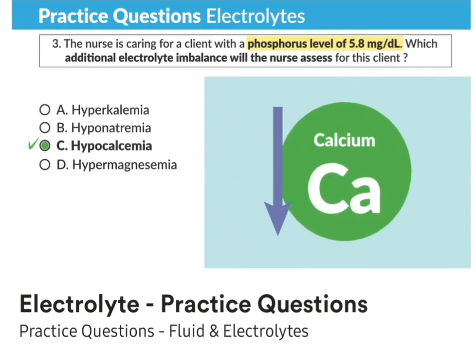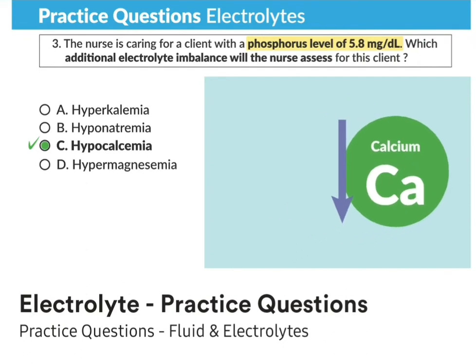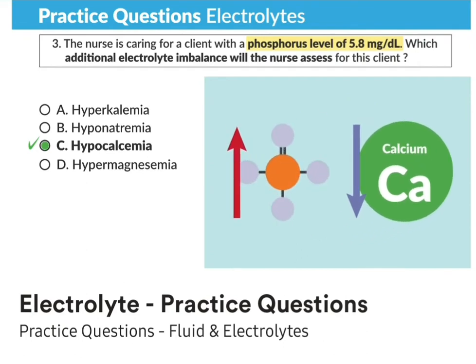Option C would be the most correct, that hypocalcemia. Now, this is the most correct because low calcium, that hypo means low, so hypocalcemia is that low calcium, which makes sense because phosphorus is high due to that inverse relationship.